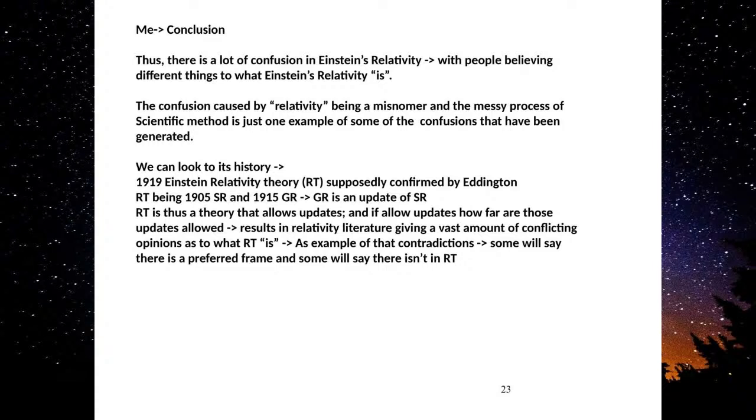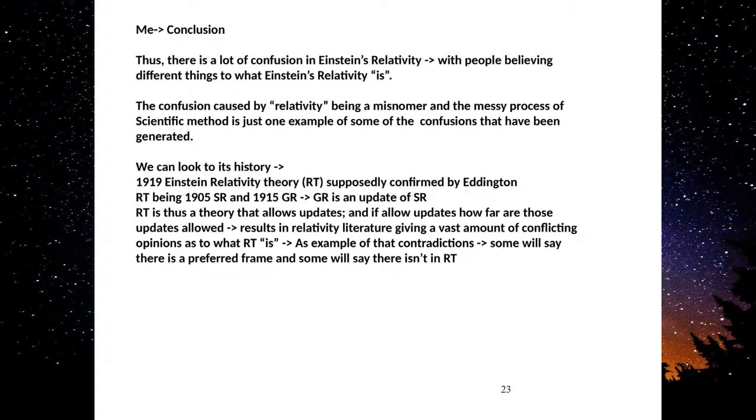Thus, my conclusion is the following. There's a lot of confusion in Einstein's relativity, with people believing different things to what Einstein's relativity is. The confusion caused by relativity being a misnomer and the messy process of the scientific method is just one example of some of the confusions that have been generated.